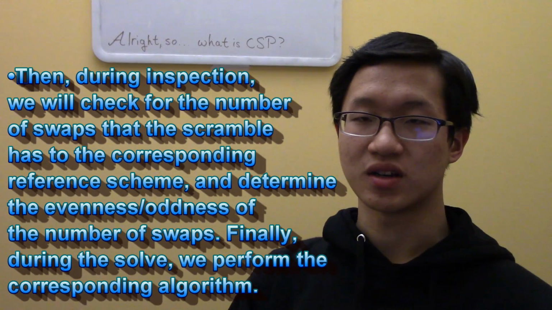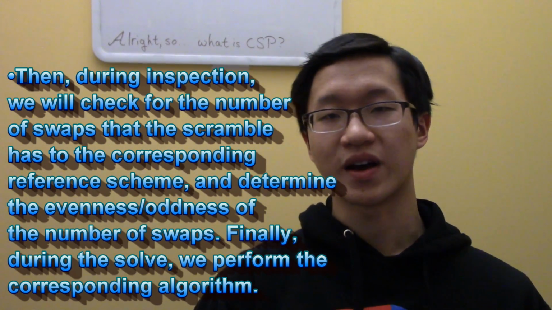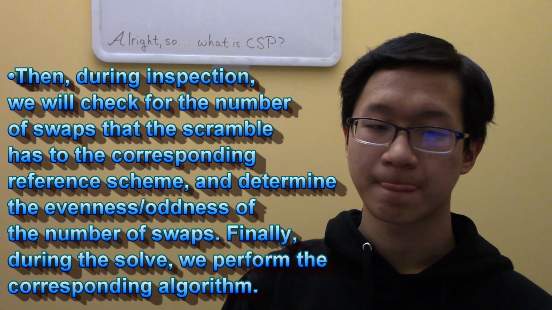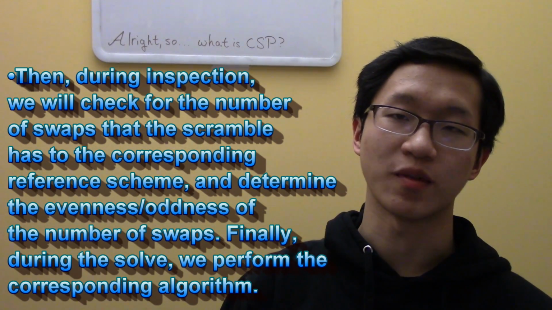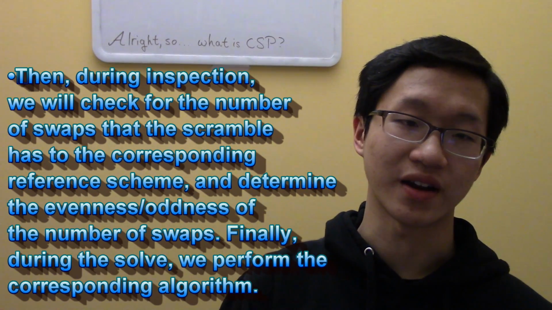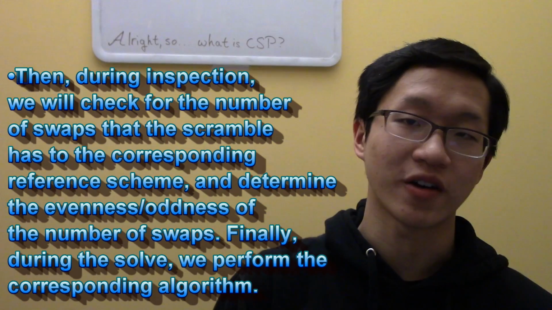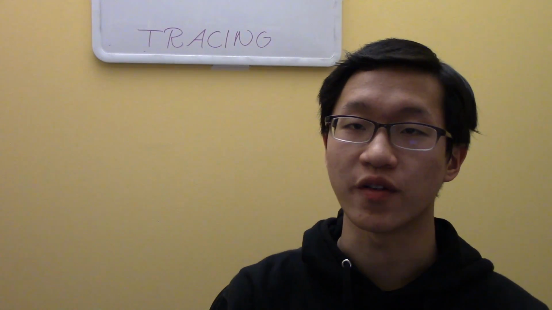Then during inspection, we'll check for the number of swaps that the scramble has to do to get to the corresponding reference scheme. And we'll determine the parity of the number of swaps, so if it's even or odd. And finally, during the solve, we'll do the corresponding algorithm, and we'll get no parity at the end. So in this part of the video, I'll give you a brief description on the tracing process.